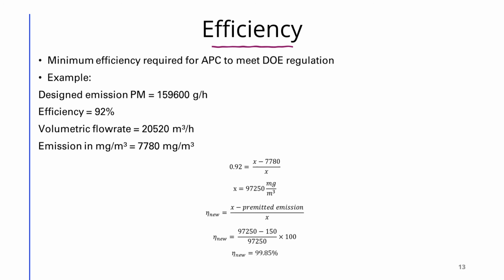The X value is the concentration of particulate emission. The Clean Air Regulation has limited the concentration of particulate emission to 150 mg per meter cube. Therefore, the new efficiency can be identified by using this calculation.